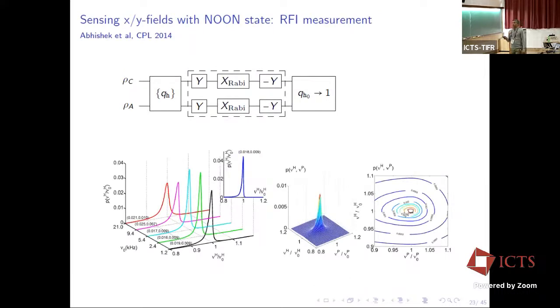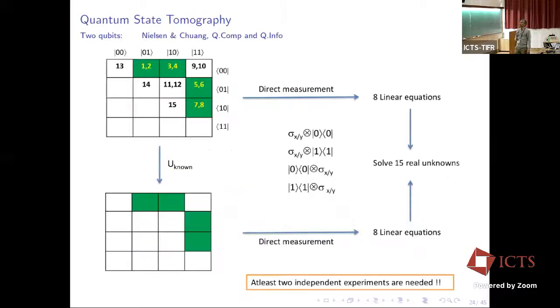You can also sense XY field. All you have to do is change the basis from Z to X or Y, and you can get XY field. So you can sense XY noise or XY fields, XY inhomogeneity, just by change of basis. In this case, we showed how to measure the RF inhomogeneity of the probe coil itself by using NOON states. Okay, so that is one example.